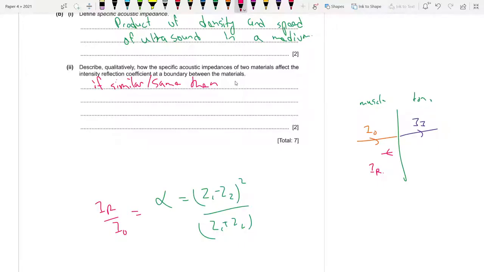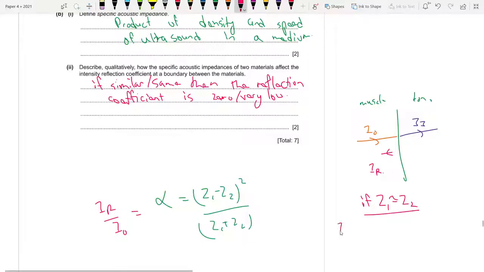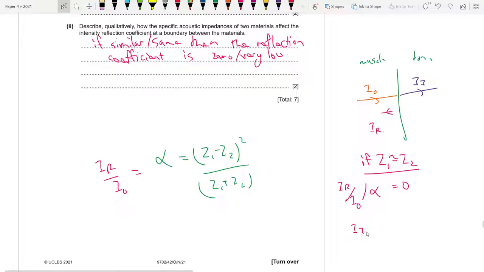It will be close to 0, right? Then the reflection coefficient is either 0 or very low. So if I'm going to write down the scenarios, if Z1 is approximately equal to Z2, IR by I naught, or alpha, is approximately equal to 0, and at the same time IT by I naught is approximately equal to 1.